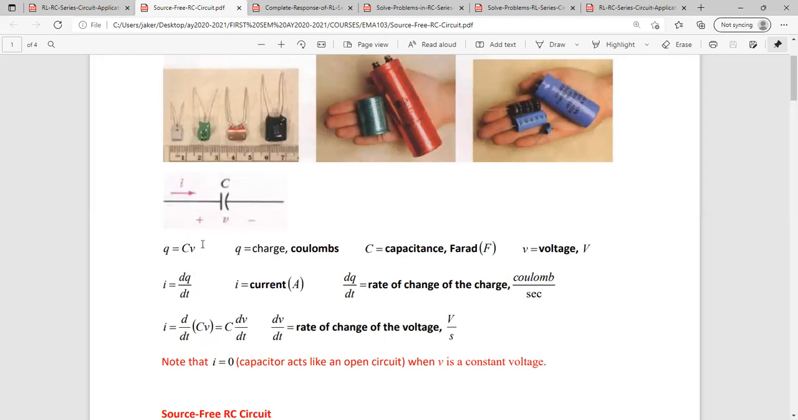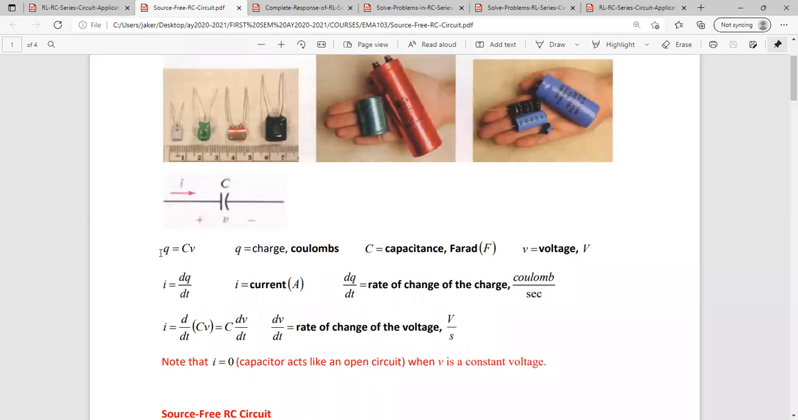Now, if you will substitute, not multiply, this CV expression to the Q that you have in here, you will have a different expression, class, another way of determining the current that is passing through your capacitor. And this expression now is not dependent on the charge. It's now dependent on the rate of change of the voltage across your capacitor over time. So, paano nag-change ang voltage sa capacitor over time? Multiplied by the capacitance.